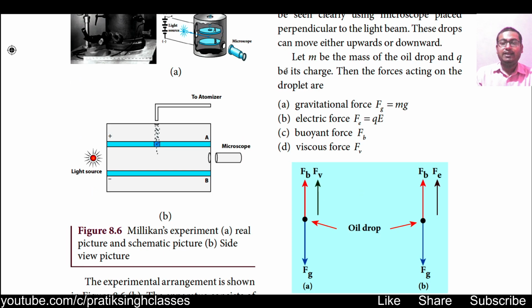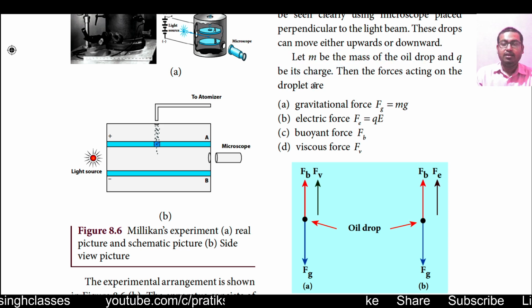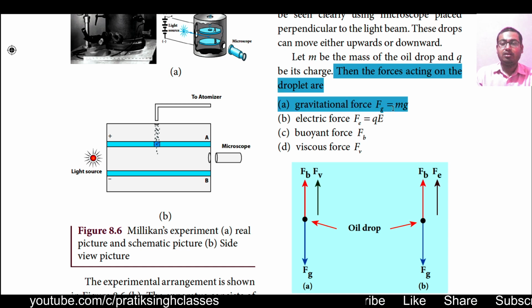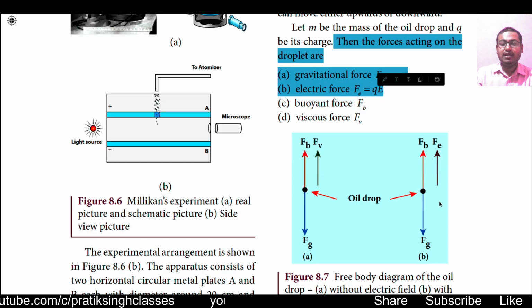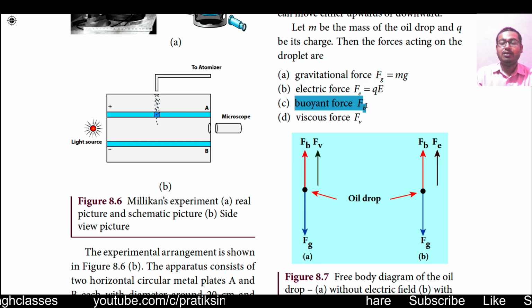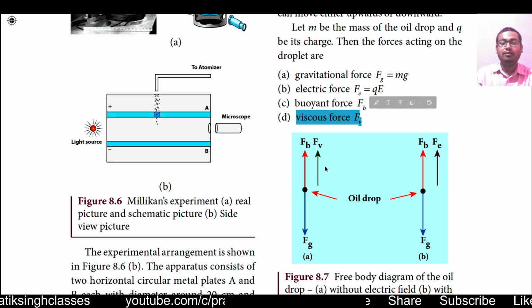Let m be the mass of the oil drop and q be its charge. Every object has charge except the neutron. Then the forces acting on the droplets are the gravitational force mg acting downward, the electric force qE, then the buoyancy force Fb. Here the buoyancy force is because of the air particles filled inside plates A and B, and it works vertically upward. Then the viscous force also works in the vertically upward direction.